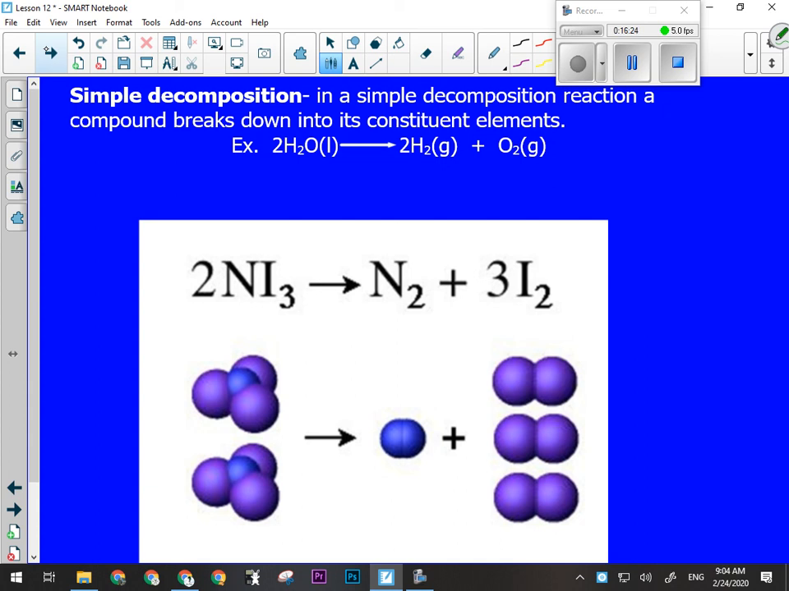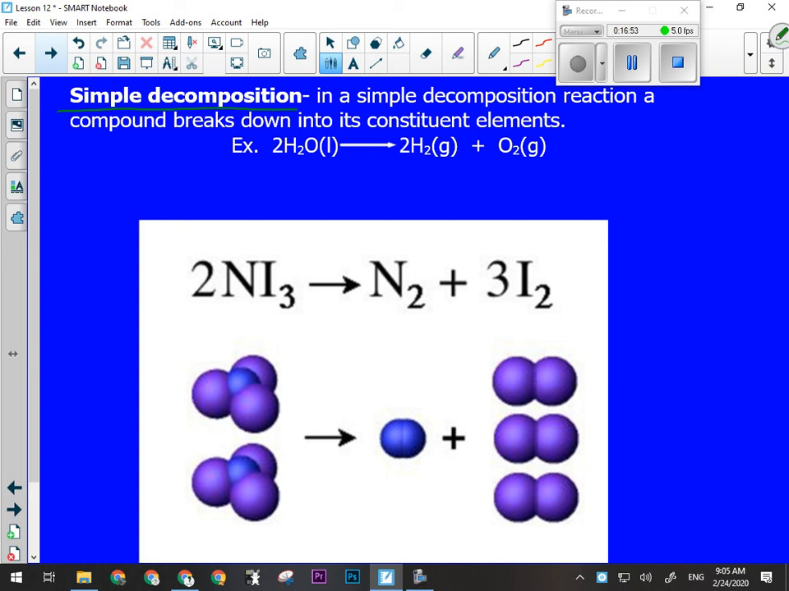Okay, so in a decomposition reaction, we have a single compound that breaks down into its constituent elements. Sometimes it might break down into smaller compounds. That's also possible. If you have a really, really big molecule, it might break down into smaller molecules. But a decomposition reaction always starts with one reactant and one reactant only. These are not very common.